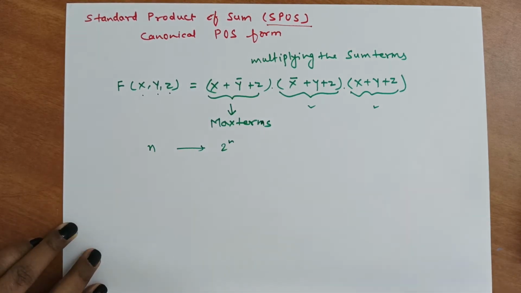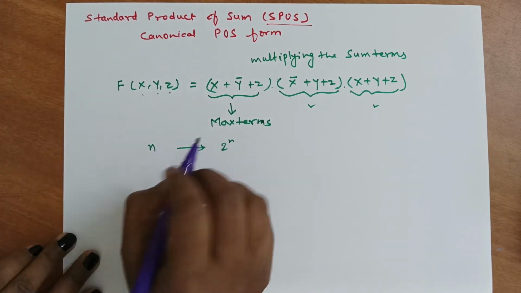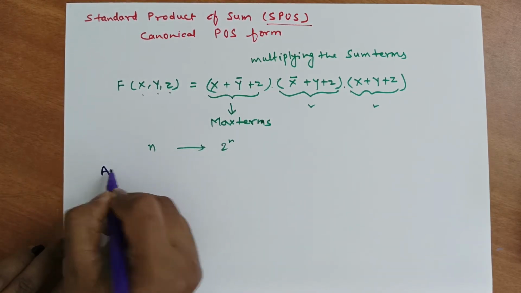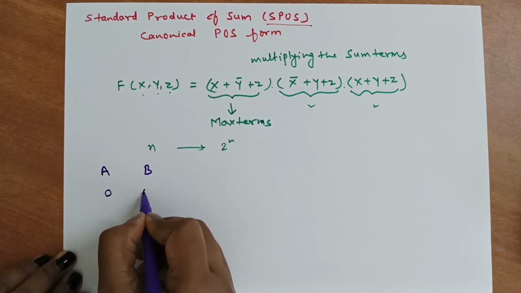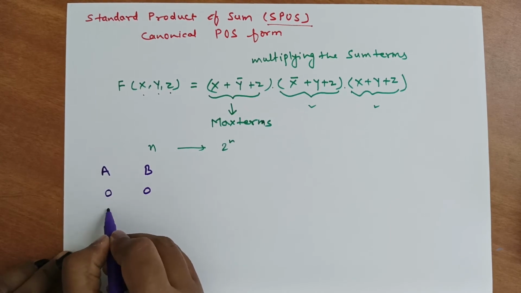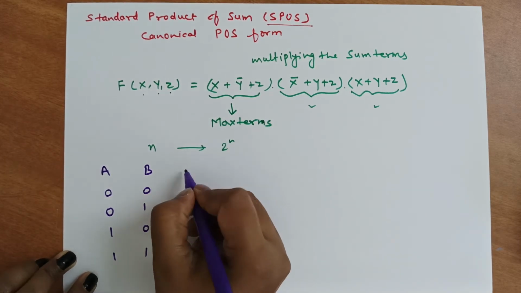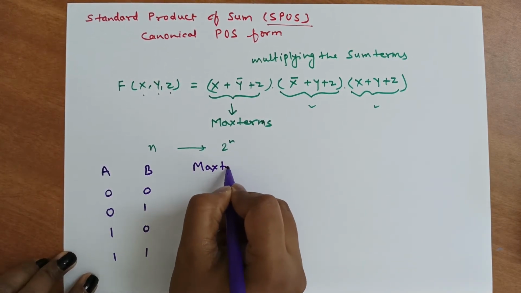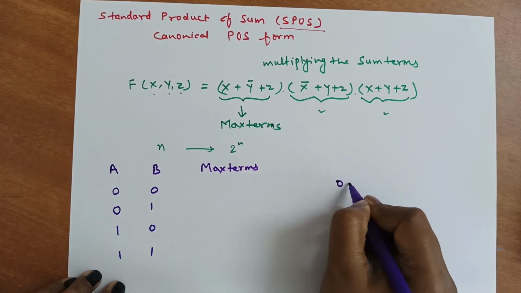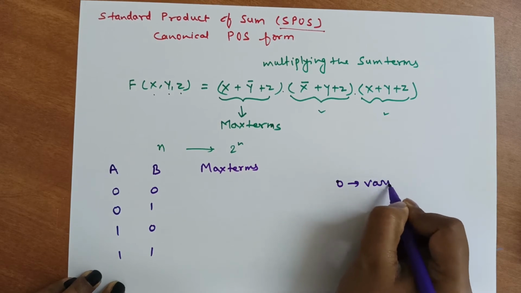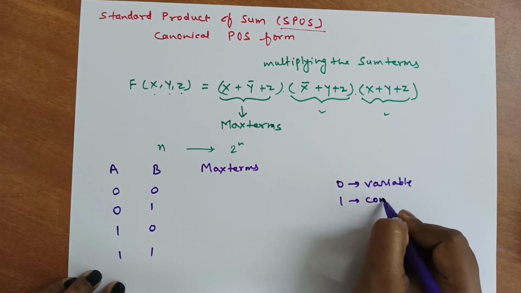Suppose we have two variables. So the number of max terms should be 2 to the power 2 equals 4. Suppose we have variables a and b. The combinations for a and b can be 00, 01, 10 and 11. So how do we write max terms for these combinations? We write 0 as the variable and 1 as the complement of the variable.